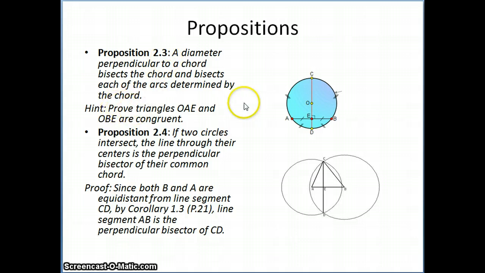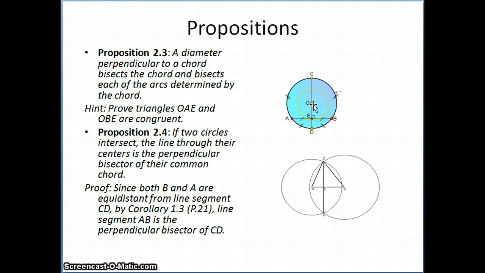Give you a hint here. We want to prove that we join AO and BO, so we get a triangle AOB. Now we can prove the two triangles OAE and OBE are congruent. This can be proved easily by SAS, because this is an isosceles triangle, because AO is the radius and BO is also a radius of the circle, and by the definition of a circle, they should have the same radius.